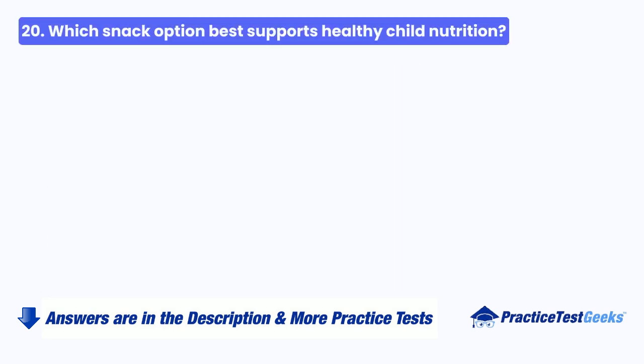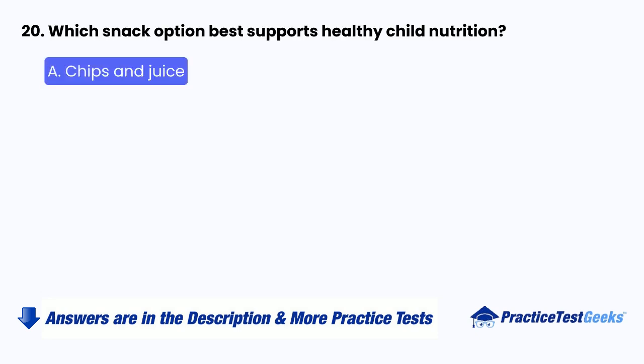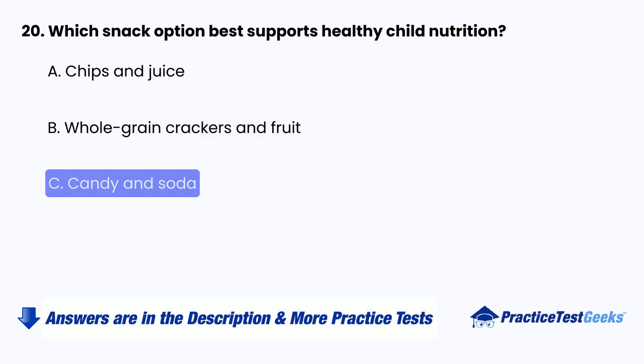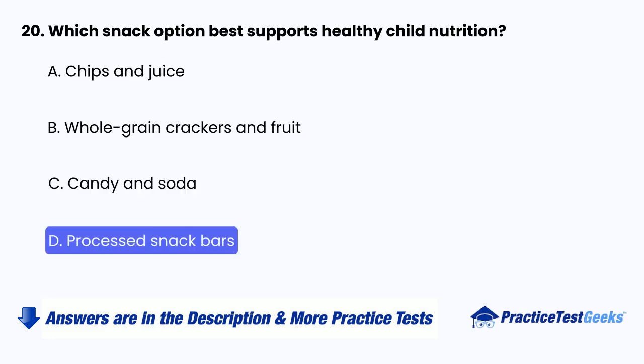20. Which snack option best supports healthy child nutrition? A. Chips and juice. B. Whole grain crackers and fruit. C. Candy and soda. D. Processed snack bars.